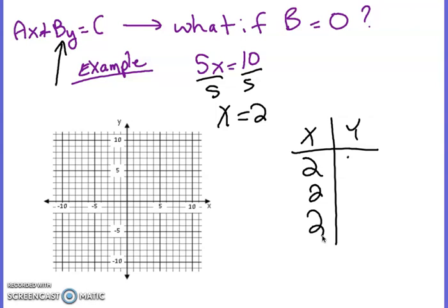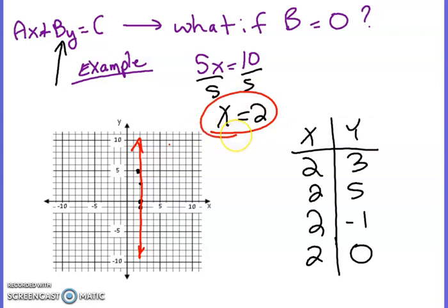So whatever the y value is, you want to put 3 or 5 or -1 or 0 or whatever it is, the x will always be 2. So if you graph those, (2, 3), (2, 5), (2, -1), (2, 0), notice that's just going to be a vertical line. So again, when there is no y, if you just simply have x equals a number, it's going to be a vertical line.